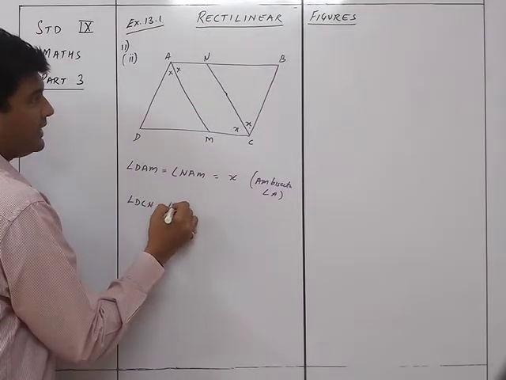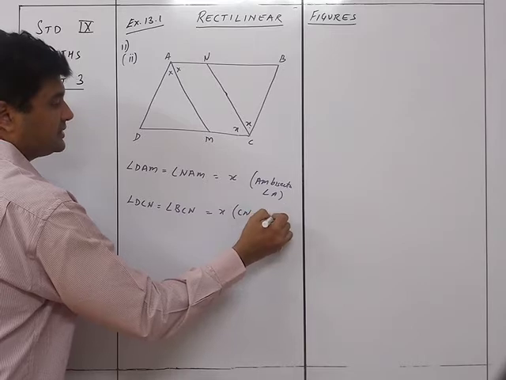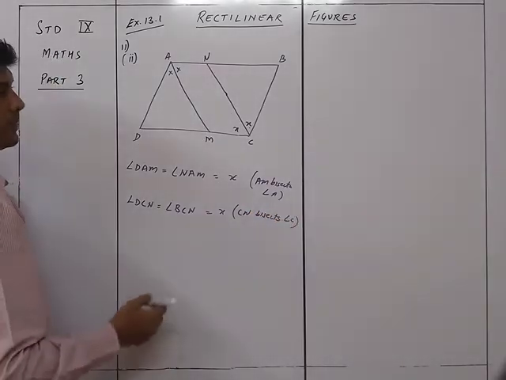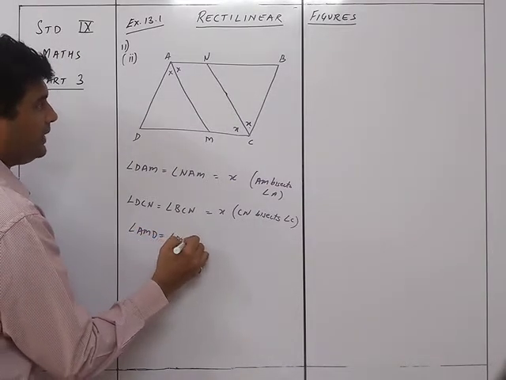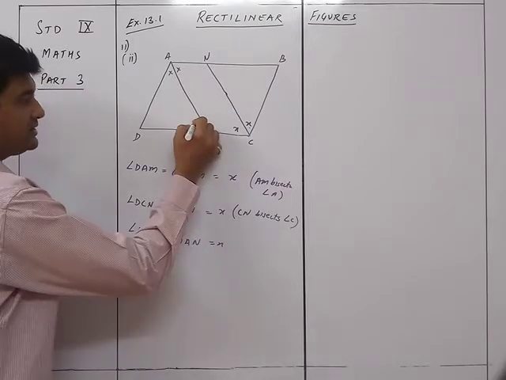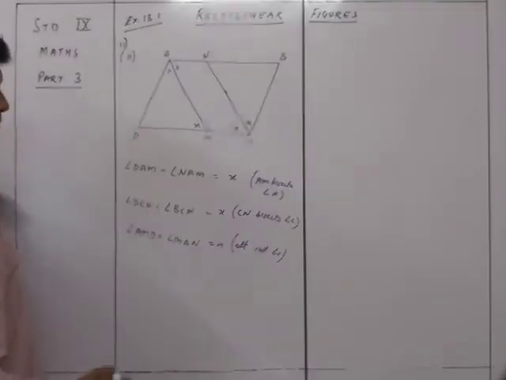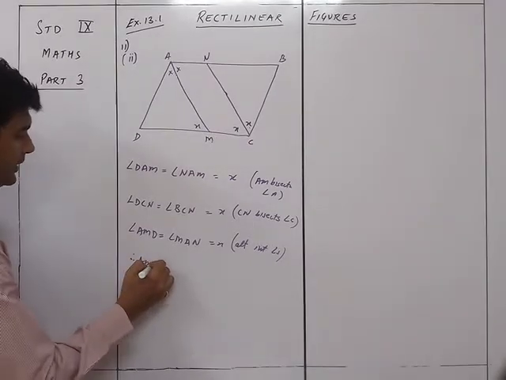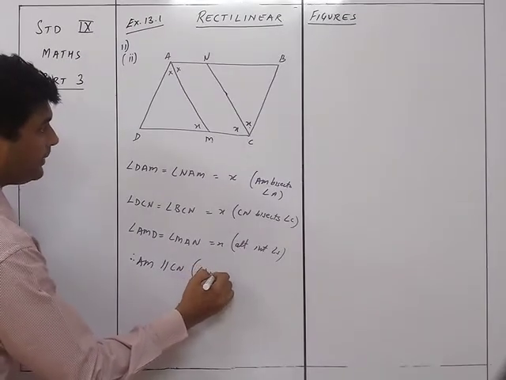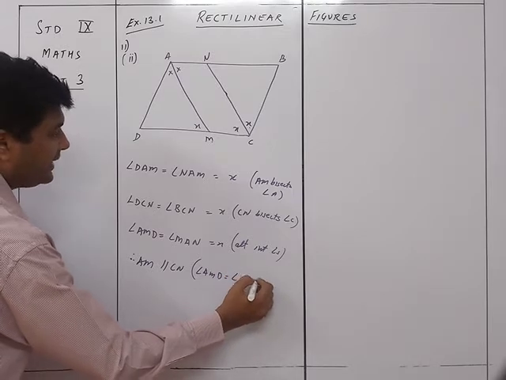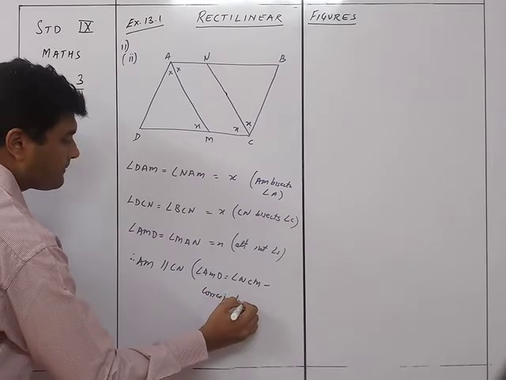Angle DCN is equal to angle BCN is equal to x, because CN bisects angle C. Now angle AMD is equal to angle MAN is equal to x, because alternate interior angles, and therefore AM is parallel to CN, because angle MD is equal to angle NCM, that is, corresponding angles equal.